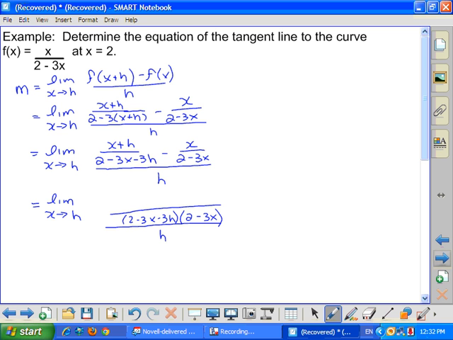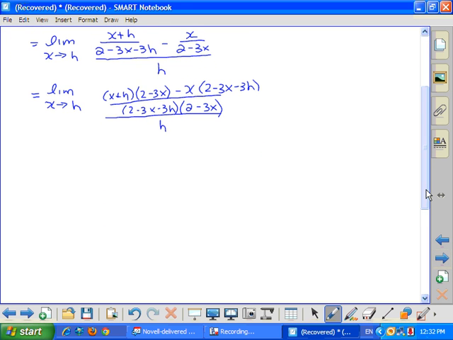Common denominator will be the 2 minus 3x minus 3h multiplied by 2 minus 3x. So on top, that x plus h term will have to be multiplied by 2 minus 3x. And the x term is going to be multiplied by the 2 minus 3x minus 3h term. Now we need to clean this numerator up for ourselves. There's going to be some distribution, lots of things will cancel. So doing the distributive law, I end up with 2x minus 3x squared plus 2h minus 3xh. So that's the first set of brackets.